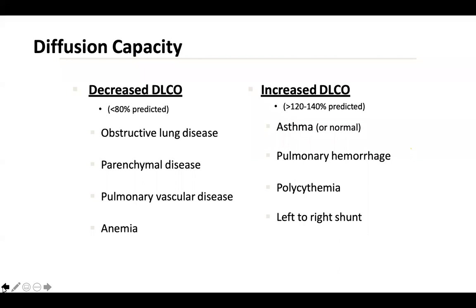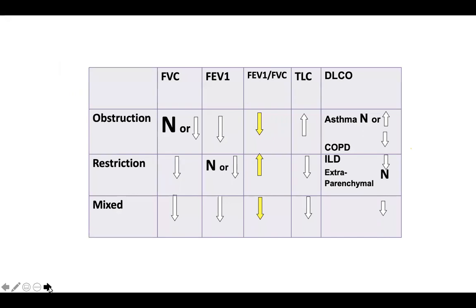So when do we see a decreased diffusion lung capacity for carbon monoxide? In obstructive lung diseases, in parenchymal diseases, in pulmonary vascular disease, and in anemia, while increased diffusion capacity is seen in asthma, pulmonary hemorrhage, polycythemia, and left to right shunt. So this is as shown.